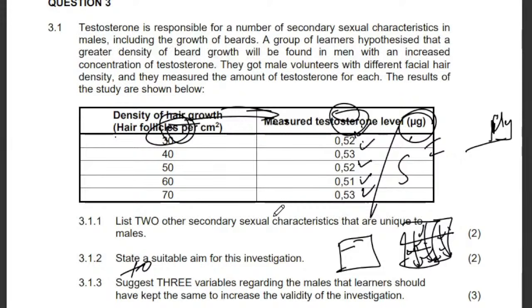Yeah, you can say yes, because we see that there is some bit of increase and decrease, increase and decrease. But if you compare 60 and 70, yes, there is an increase. If you compare this and this, yes, this is a decrease. But if you compare this and this, it shows that there is an increase. People with high concentration of testosterone will have high density of hair. But if you look at it critically, it is almost constant.